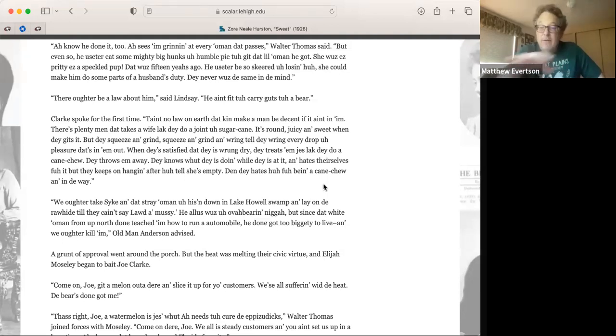They throws them away. And the symbolism is very ripe. It's because the cane chews are all on the porch all around them.